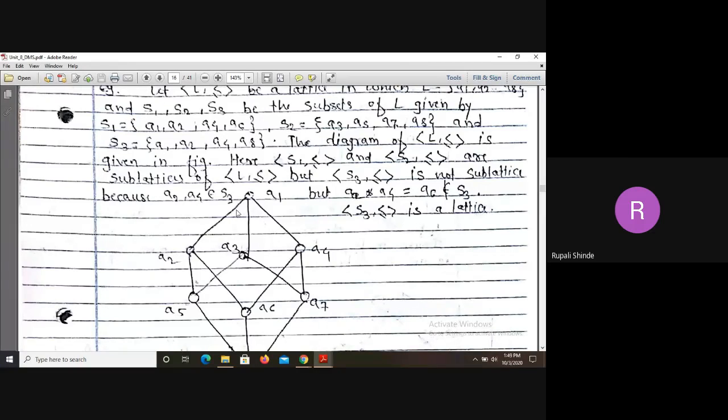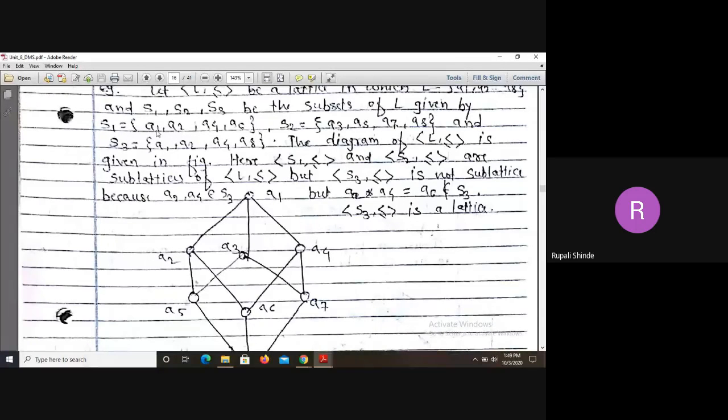Now check whether this result is present in S1. S1 contains A1, A2. Yes, that is fine. So after performing meet and join operation on the pair A1, A2, whatever result we got is present in S1. Up till now, is it fine? Did you understand this far? Yes, ma'am. Okay.